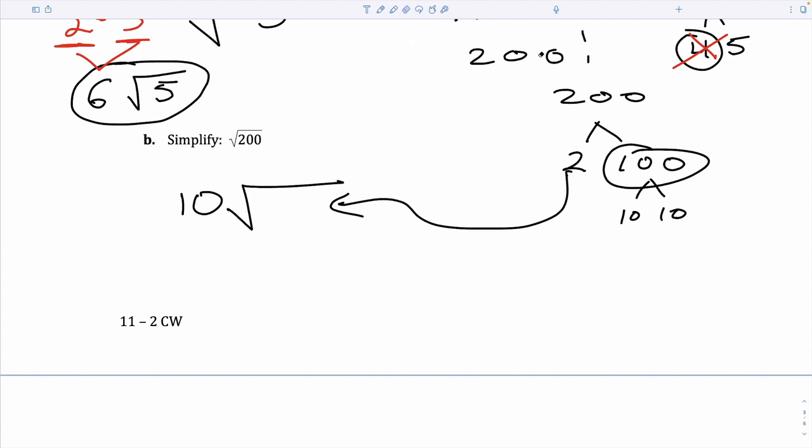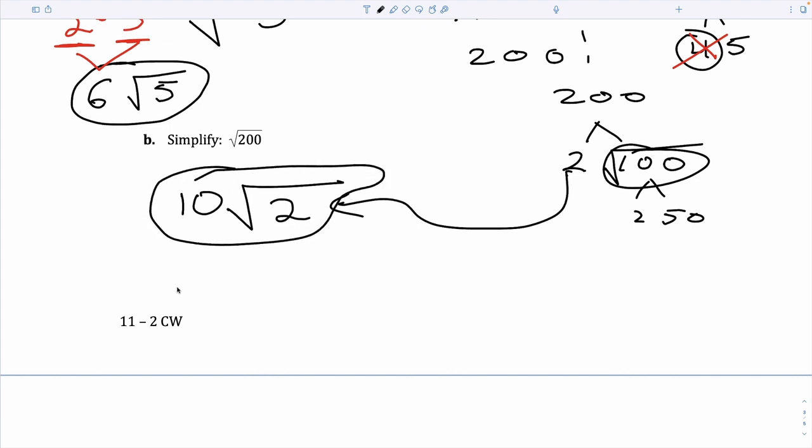Are you factoring it completely? That's fine. You can factor it completely. We just hunted for the perfect square and we stopped at 100. Do you see how root 100 is a perfect square? Yeah. So I stopped there and I just pulled out the 10 immediately. Can I factor 2 at all? No, so 2 is safe to go inside. There. 10 root 2 should be your answer.